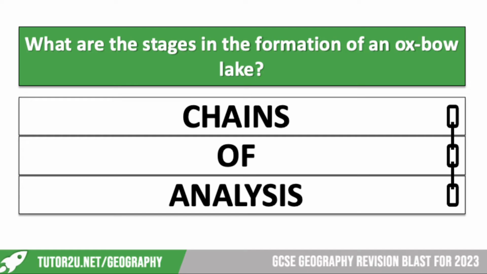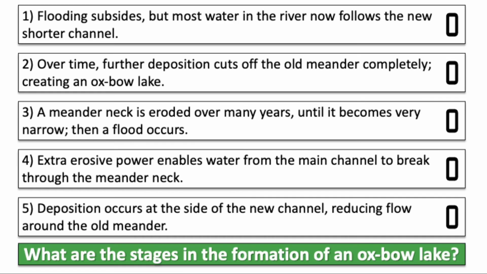So let's have a look at the stages in the formation of an oxbow lake. So a nice geography classic here. We've got flooding subsides, but most water in the river now follows a new shorter channel. Over time, further deposition cuts off the old meander completely, creating an oxbow lake.